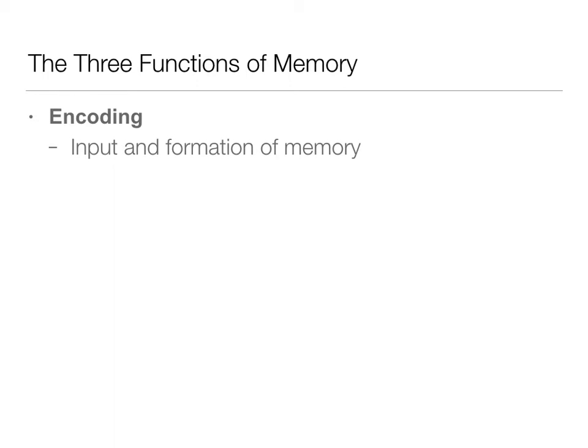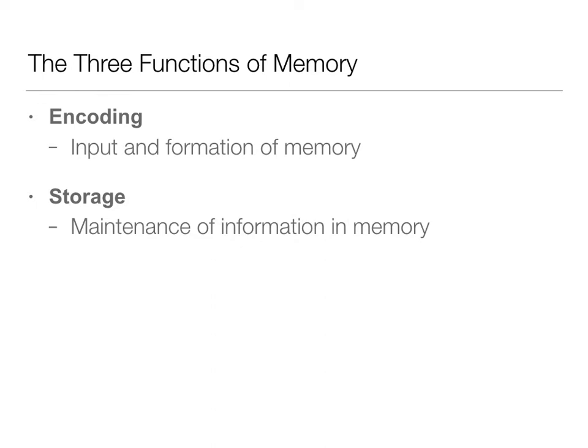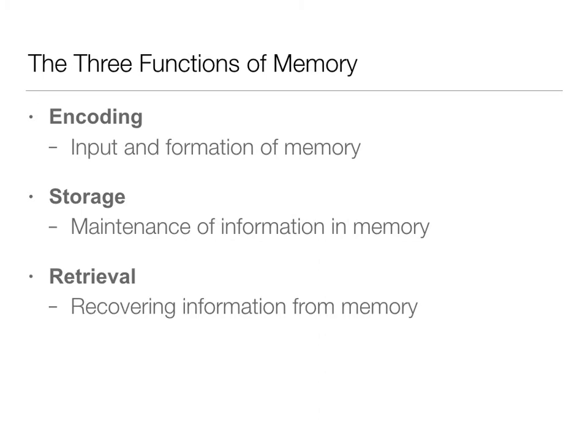So think of it as putting something in the filing cabinet. Storage is the maintenance of the information in memory, so that's more the filing cabinet itself. And retrieval is recovering that information from memory, okay? We went and got something out of the filing cabinet. So there are these three functions, and that's the order in which it happens. We encode a memory, that memory is stored, and then when we need that memory, we retrieve it.